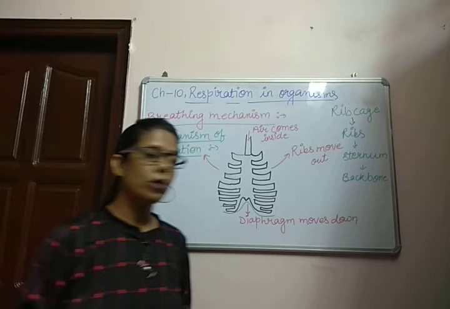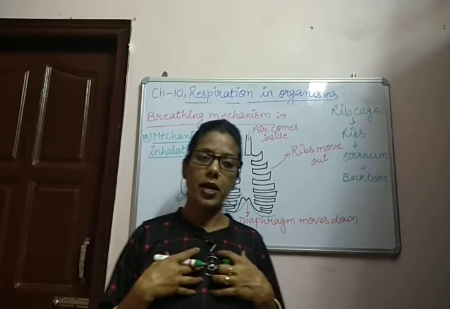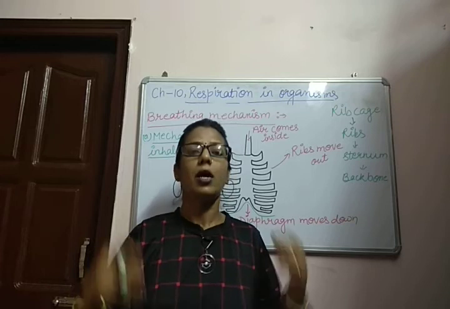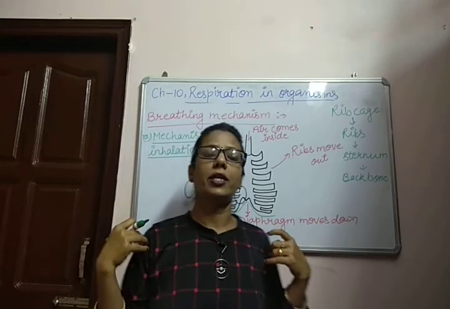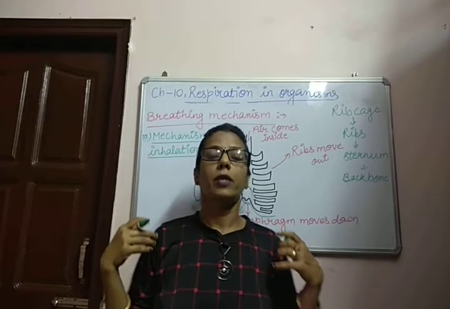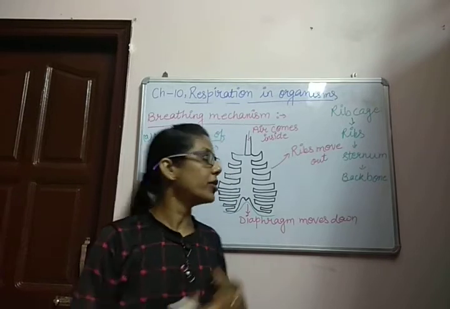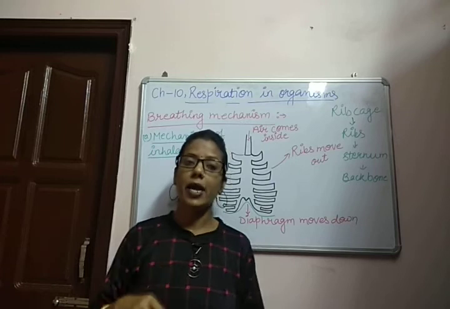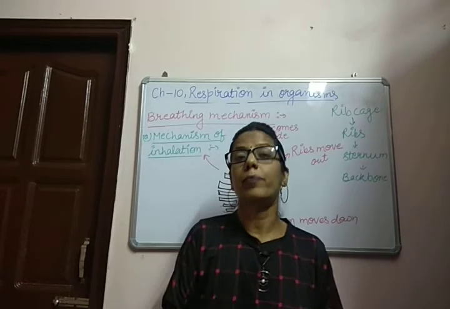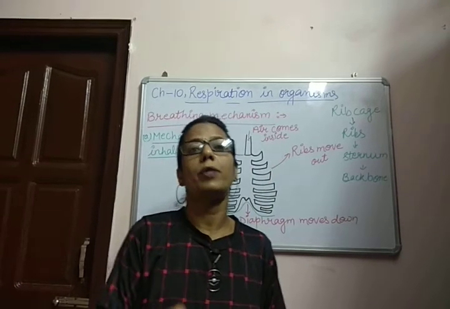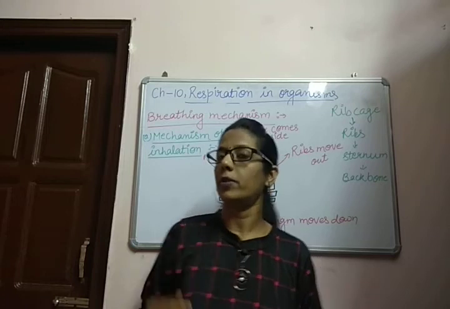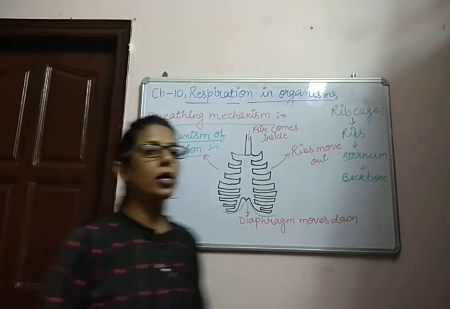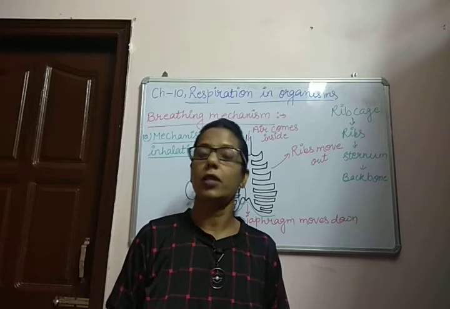So 12 pairs of ribs are present, and from the front side, these ribs are connected with the sternum, and from the back side, these ribs are connected with the backbone. It means the rib cage is formed by three structures: ribs, sternum and backbone. So the ribs and diaphragm help in the breathing process. It means they help in the inhalation and they help in the exhalation. Now let's understand how they help in each.